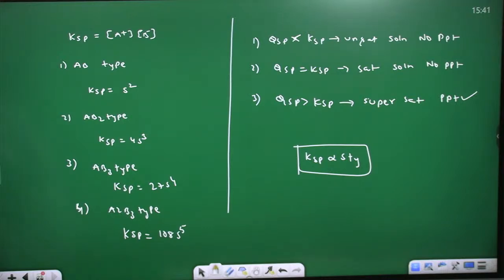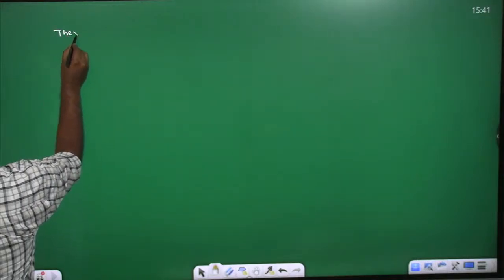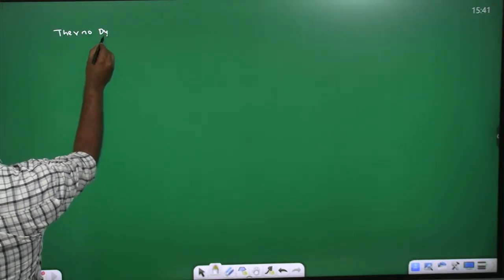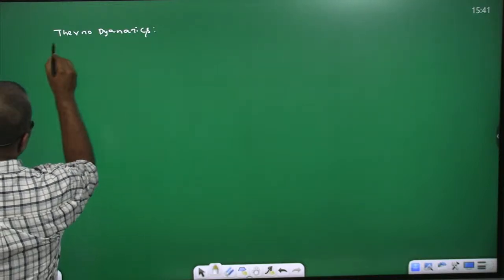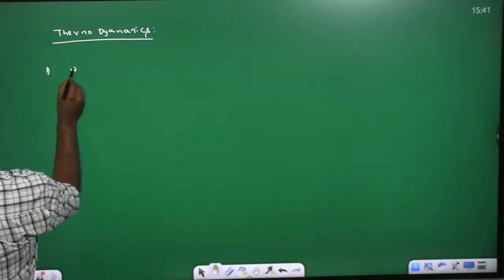Okay. So this is chemical equilibrium and ionic equilibrium. The next concept is thermodynamics. So first we are going to start it from W.